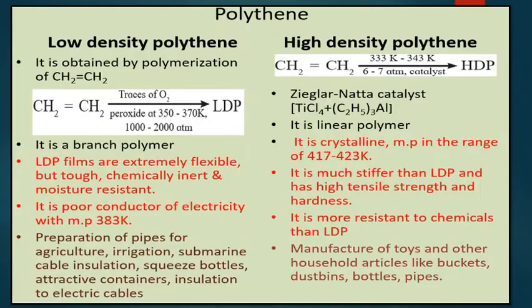LDP means low density polythene and HDP means high density polythene. Low density polythene is obtained by polymerization of ethene in the presence of traces of oxygen and peroxide at 350 to 370 Kelvin, and the pressure used is 1000 to 2000 atmospheres. When ethene polymerizes in such conditions, it gives you a low density polymer. It is a branched polymer.